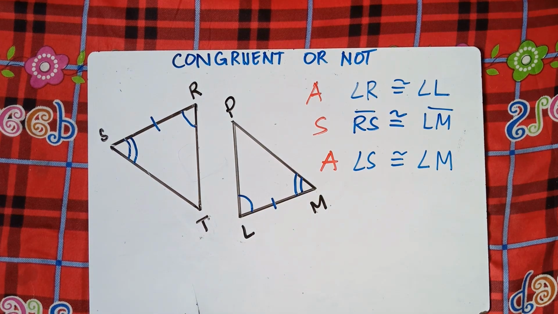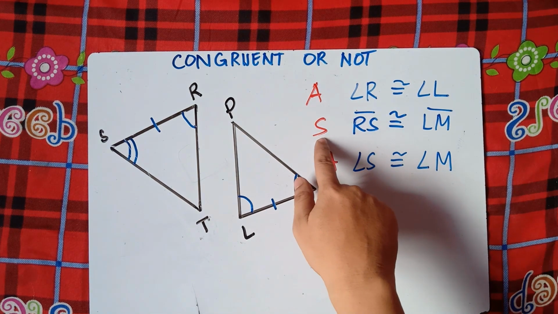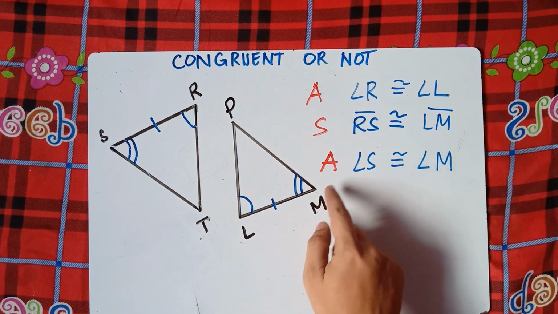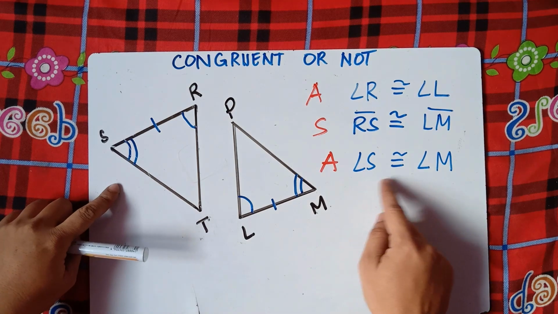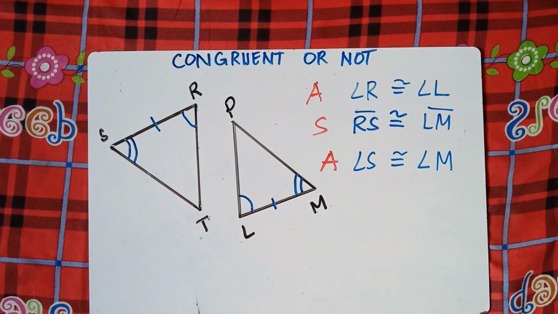So therefore, this is ASA. We have three pairs of congruent parts. We have congruent angles, first angle R and angle L. We have congruent sides, RS and LM. We have congruent angles, angle S and angle M. So therefore, we have ASA.